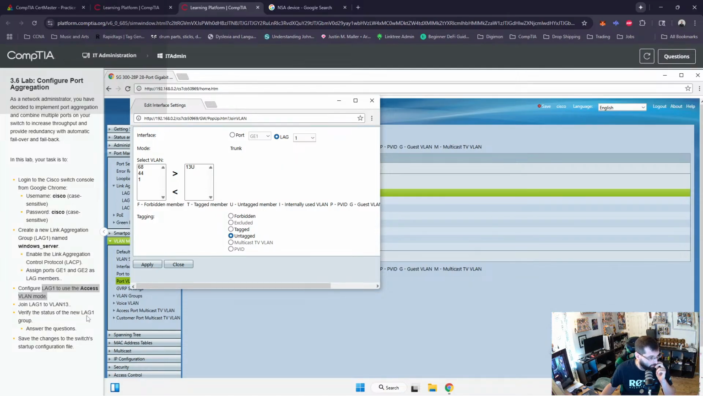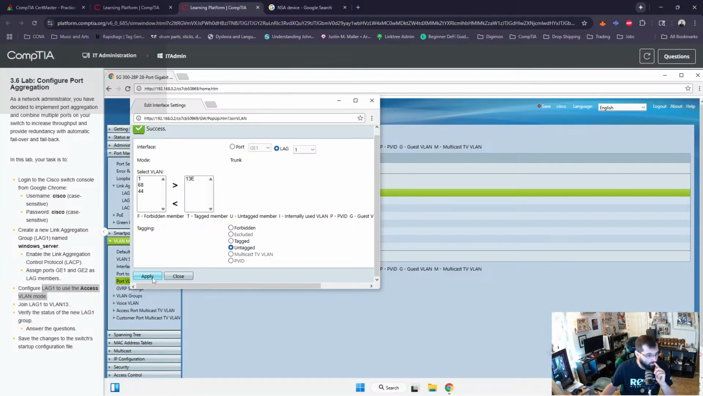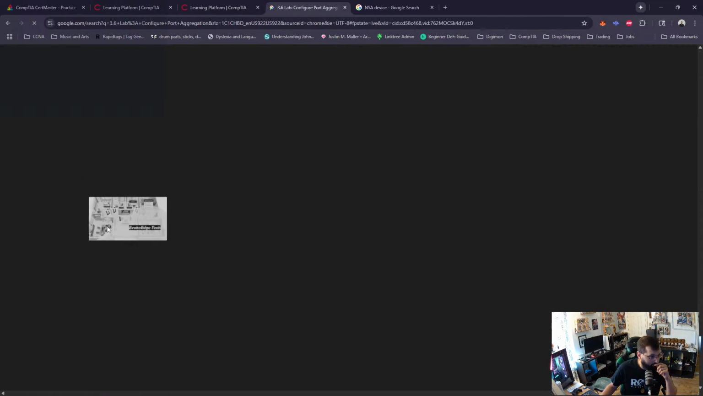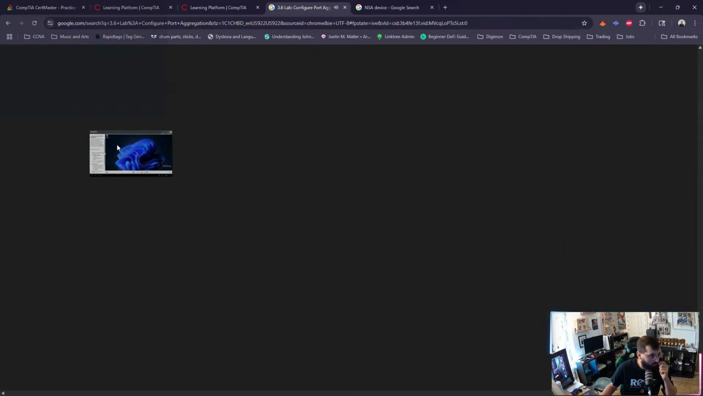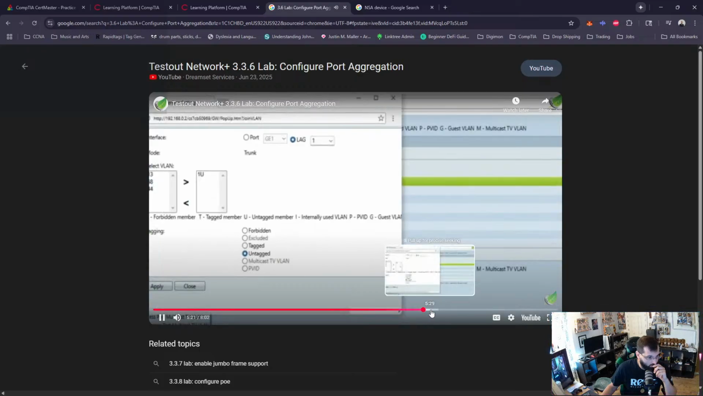Verify the status of the new lag1 group. You know what? Go ahead. Why not? Verify the status of lag1. I think this is correct. So then apply and then exit. I feel like I did all this. Let's just make sure. Whoops, that is not what I wanted. Okay, that's what he did.